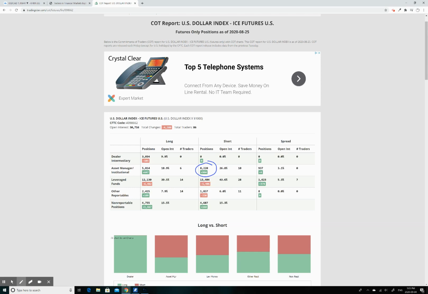But you can see that the hedge funds have more short positions than long positions, and the institutional traders have more short positions than long positions.